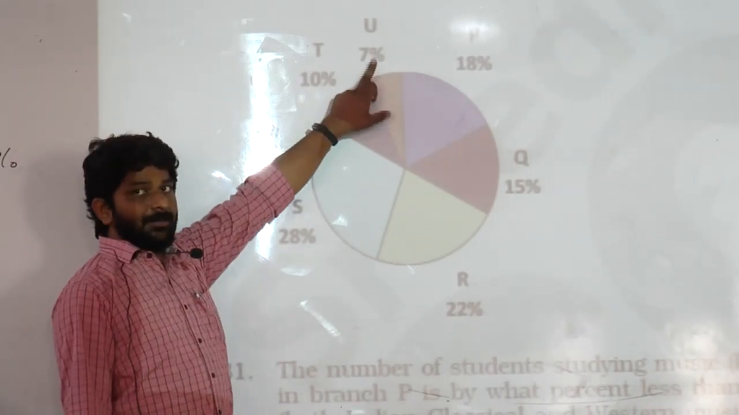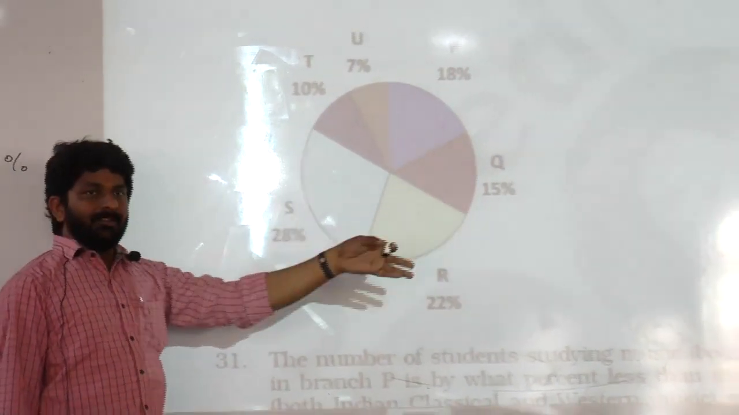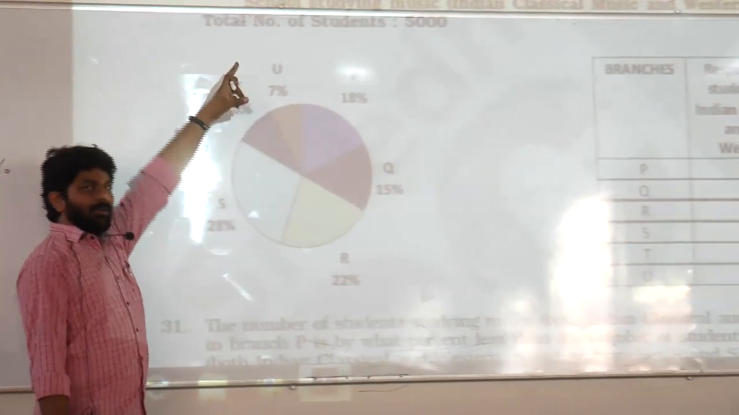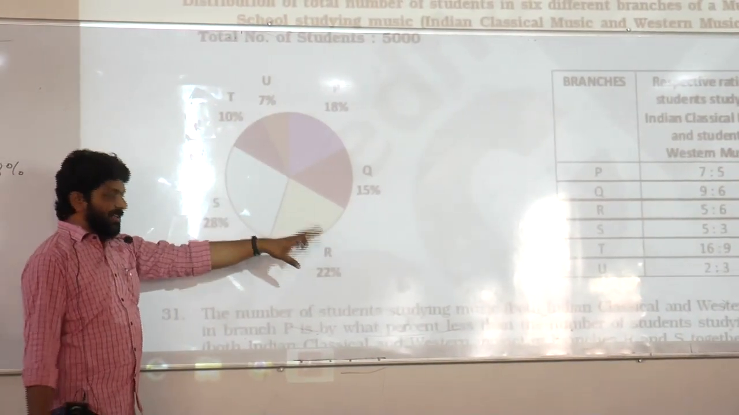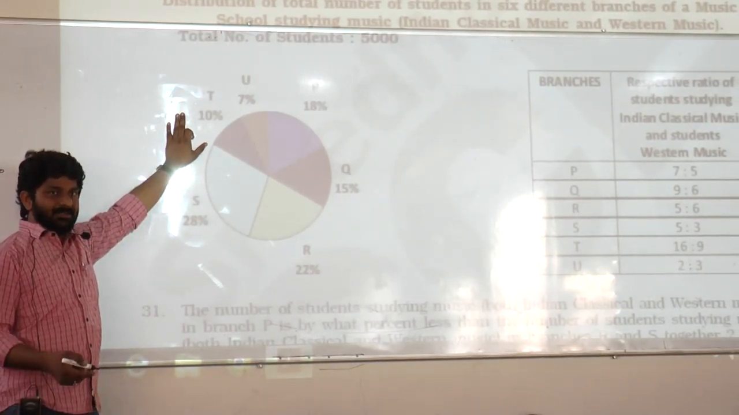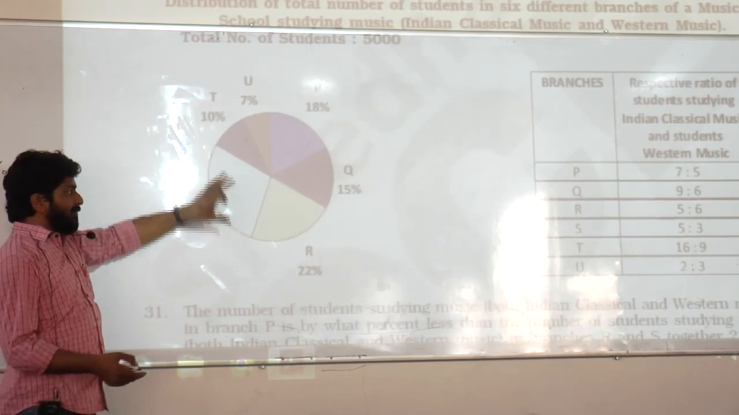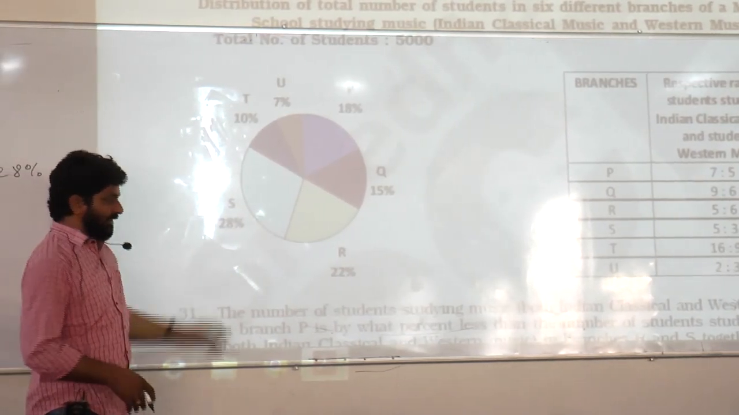Next, U in terms of percentage is 7%. Total number of parts is 5. Not even a factor or a multiple, so better to go for conversion. 7% of 5,000 is 350. 350 is equal to 5 parts. Each part is 70. Okay. Sometimes we will go for conversion, sometimes we will directly get one part in terms of percentage.